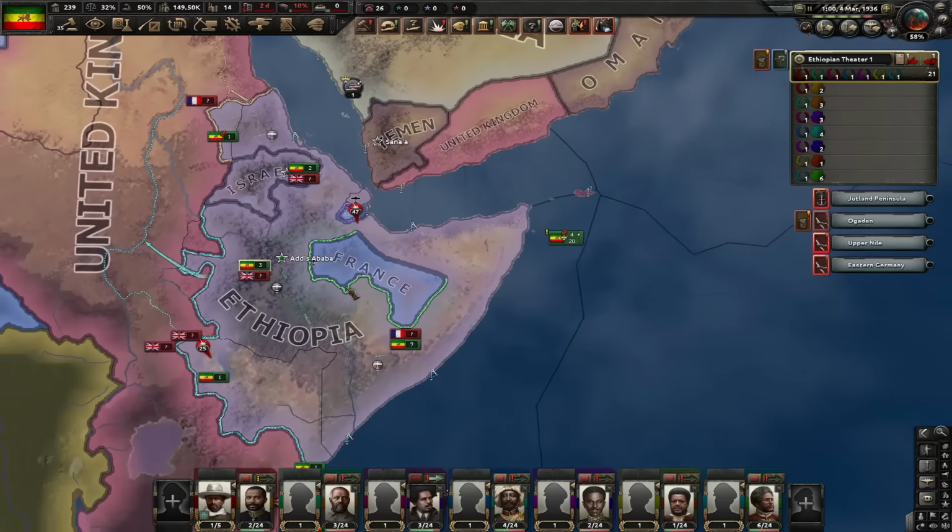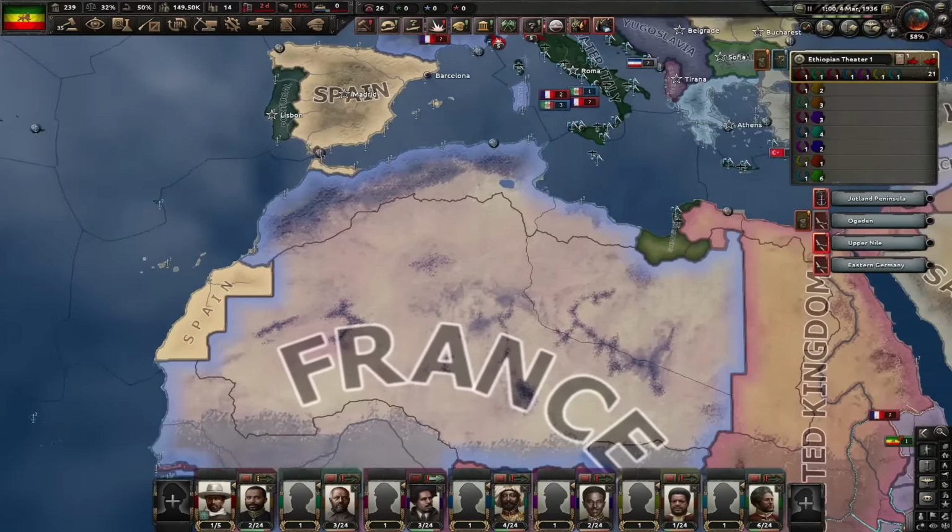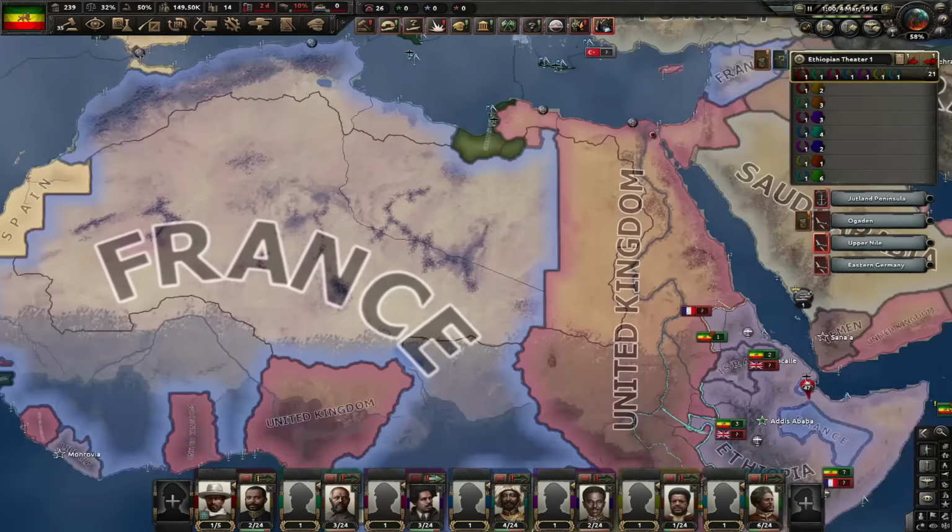Just think about that, you can steal countries out of the peace deal, like France. If you manage to take most of their land, get them to have capital in Djibouti, do the decisions for a few months and just steal the entire country.